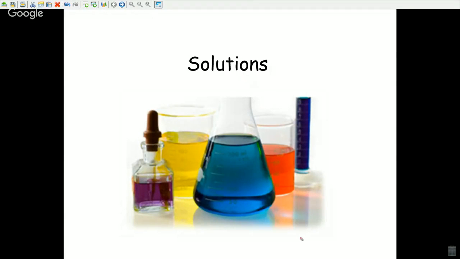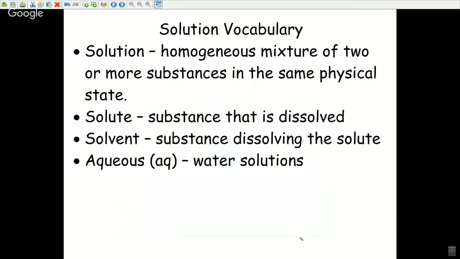So let's get started. A solution is a homogeneous mixture of two or more substances in the same physical state. Usually that's a liquid or a gas. The solute is a substance that is dissolved, and the solvent is what's dissolving the solute. And normally we use water because it's such a common solvent and it's really good at dissolving things. So when you see AQ written in a chemical equation, remember that means that it's a water solution.